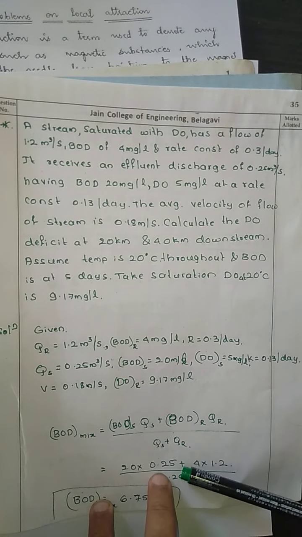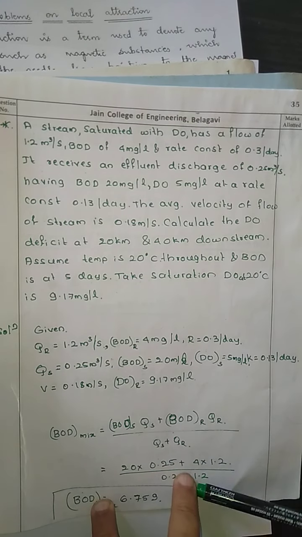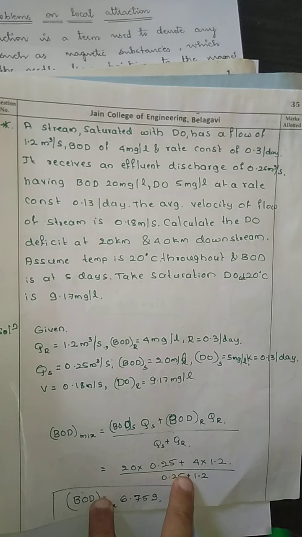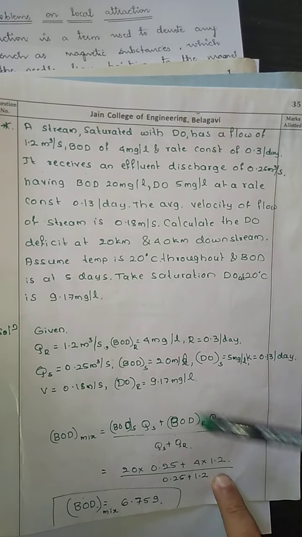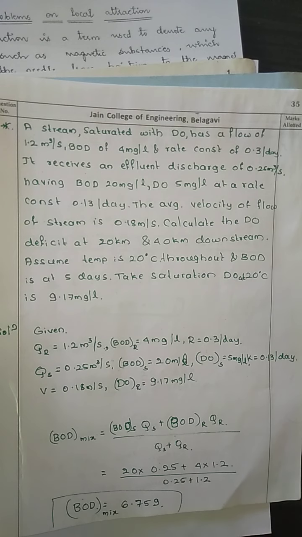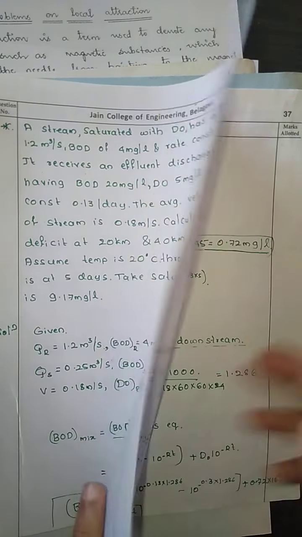Okay, then the quantity of wastewater is 0.25, plus the BOD of the river, which is 4 mg per liter, times its quantity, which is 1.2, divided by 0.25 plus 1.2. So the BOD of the mix is 6.759.